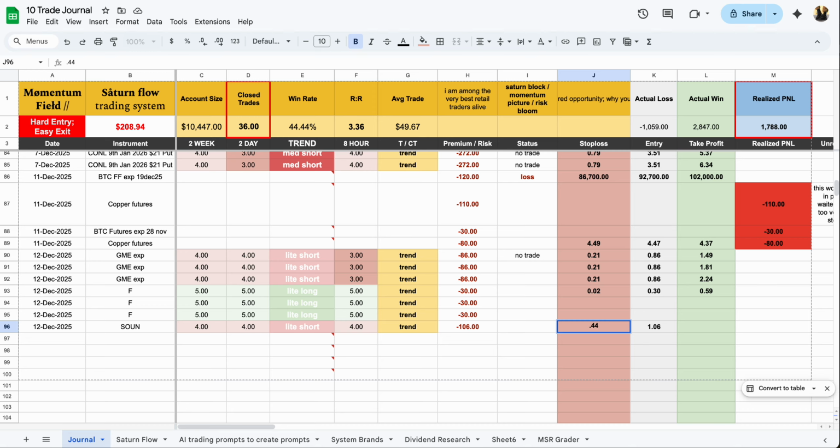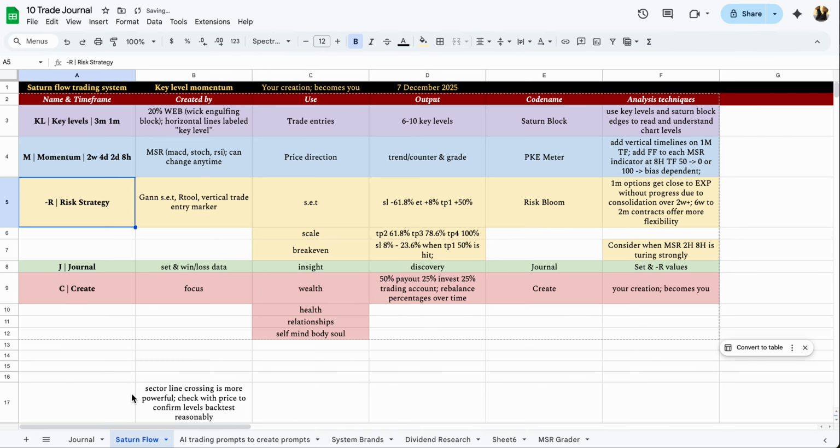Just as a quick recap, here's the trading journal. Feel free to screenshot. This is my trading system as I have it. I call it Saturn Flow. Step 1, which we're doing now, is defining key levels, which will use wick engulfing blocks to try to identify liquidity areas and strong liquidity areas where when the price arrives there, we should get some kind of strong reaction to the upside or to the downside, doesn't matter.